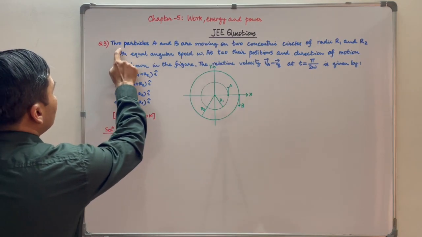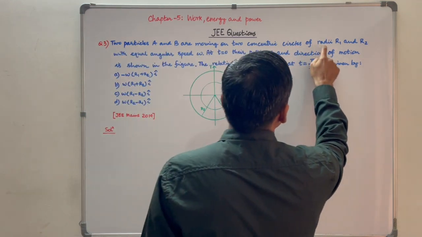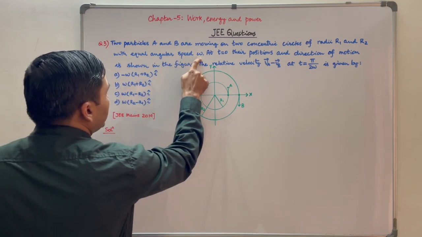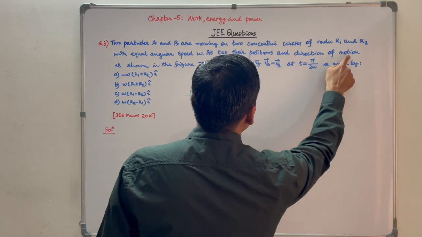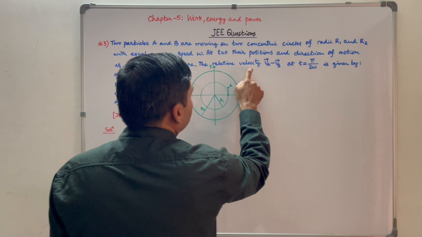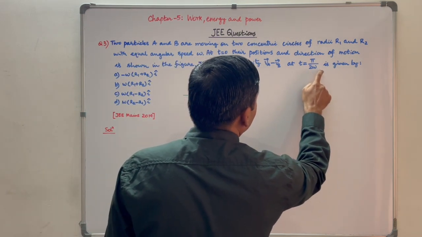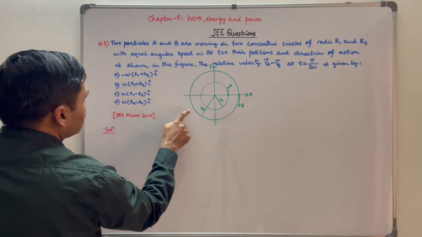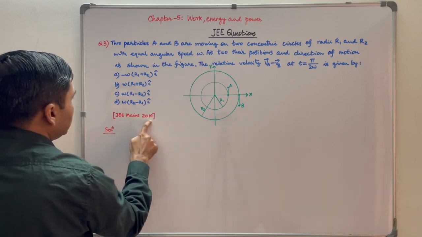Third question. Two particles A and B are moving on two concentric circles of radii r1 and r2 with equal angular speed omega. At t equal to 0, their positions and direction of motion are shown in the figure. The relative velocity Va minus Vb at t equal to pi by 2 omega is given by. These are the options given and this is the figure given. This question was asked in JEE Mains 2019.